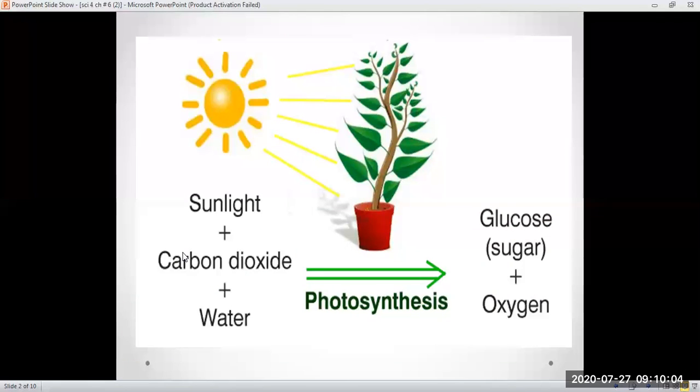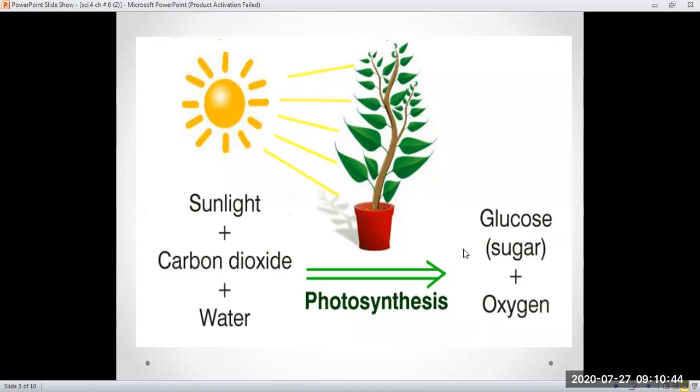So here is the equation of photosynthesis. What are the basic requirements for photosynthesis? Carbon dioxide plus water in the presence of sunlight. The process of photosynthesis occurs. Photo means light, and synthesis means putting together. So in this process, plants make glucose. Glucose is basically the sugar made by the plant during the process of photosynthesis, and this glucose is the sugar that is needed by the plant.